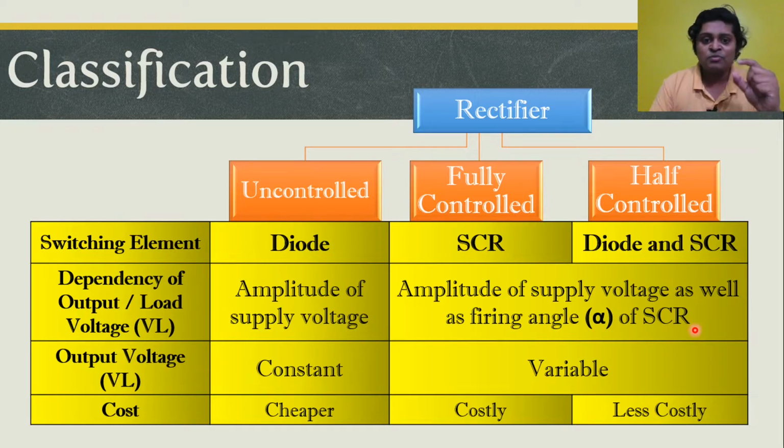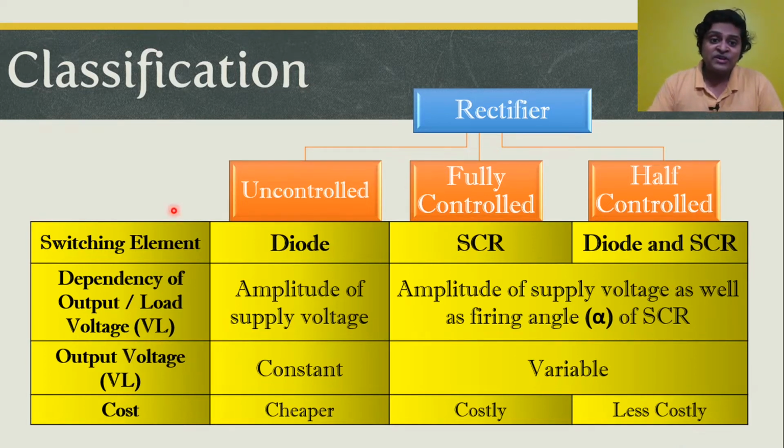So this is the best part of the addition of SCR, that it gives us a control feature, and we can provide a variable output voltage. The same AC to DC converter which was constant with the diode can now be used as a variable one by the addition of SCR. Now on the basis of cost, obviously the uncontrolled converter will be quite cheaper compared to the fully controlled and half controlled. Half controlled, as they use a combination of diode and SCR, will obviously be less costly.